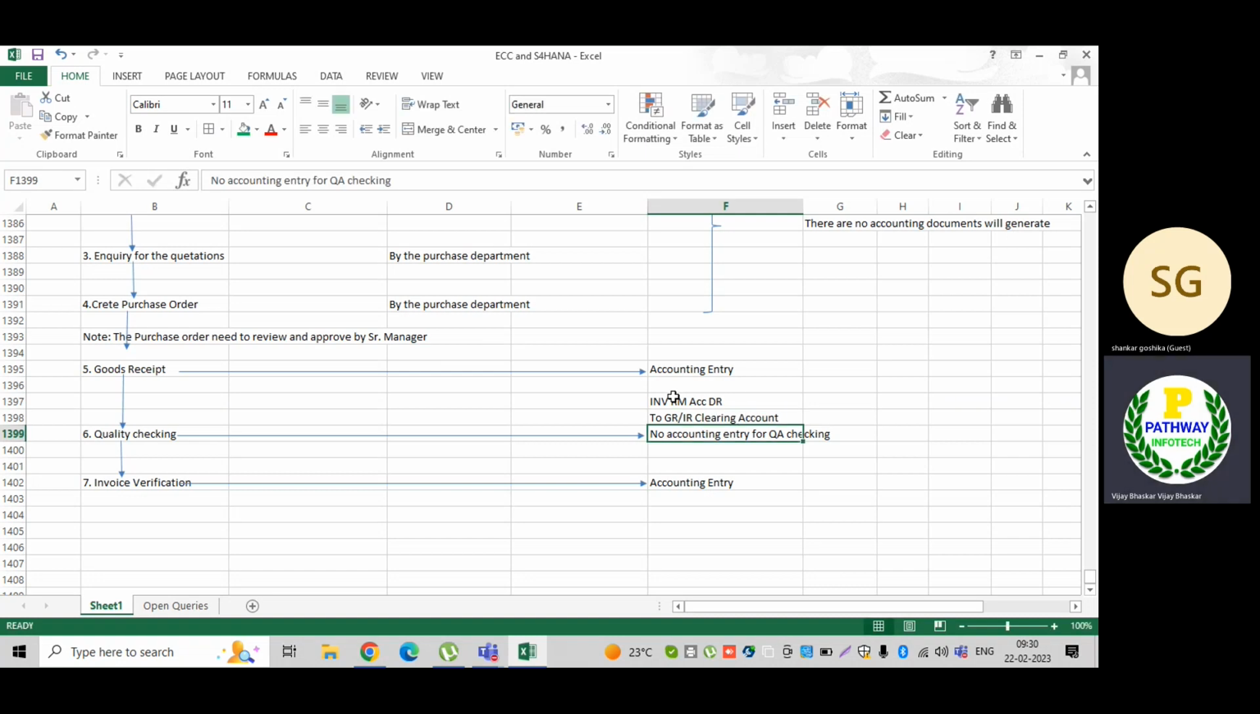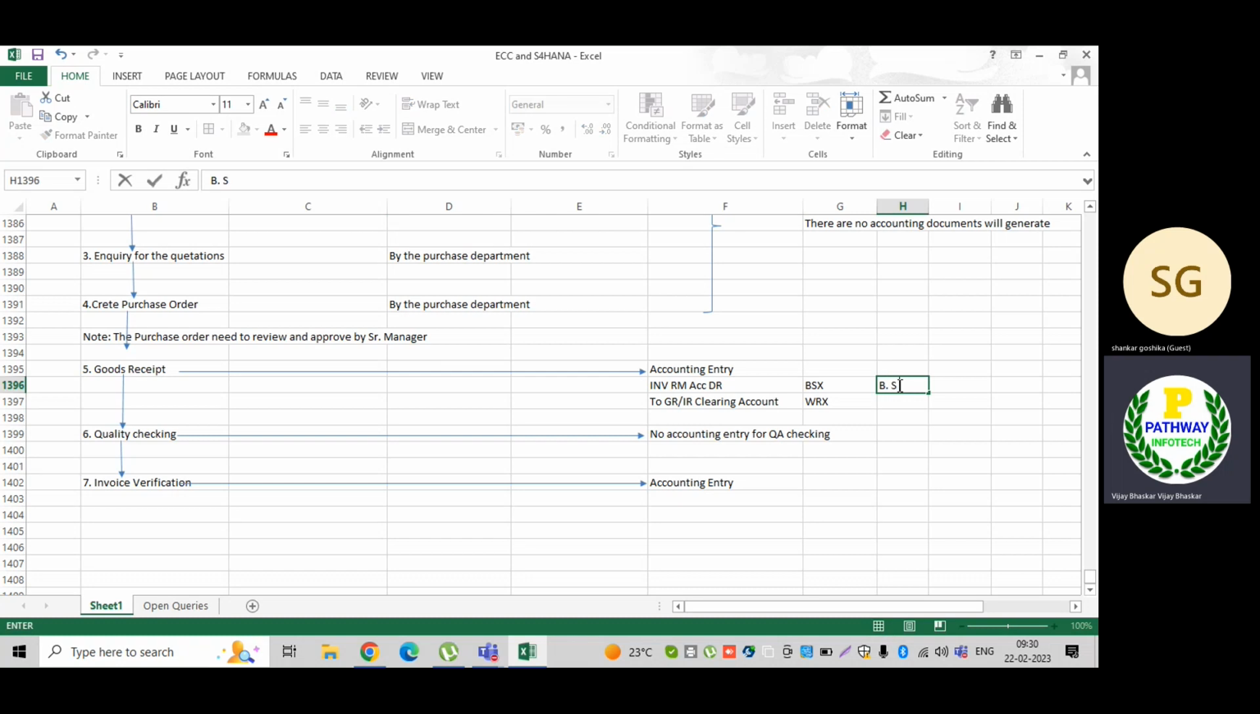About the GRIR clearing account, I have already explained it. Remember, yesterday I explained in detail. The inventory raw material account is a balance sheet account. First of all, this is BSX, where we map GL accounts in the OBYC transaction code. The GRIR clearing account is WRX. Then this is the balance sheet account.